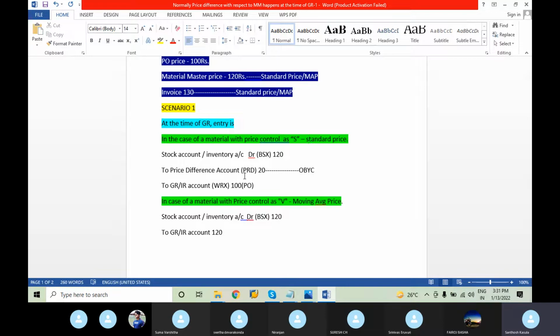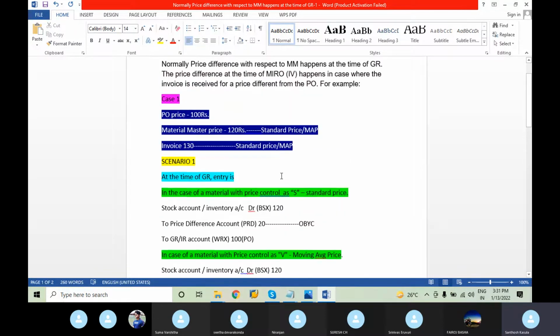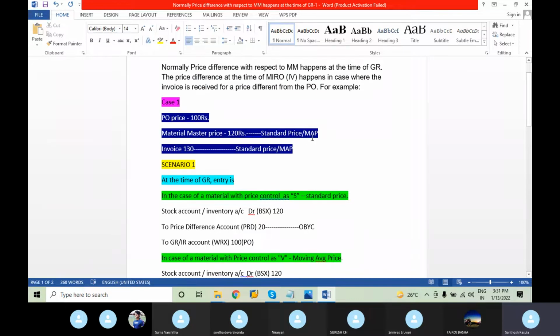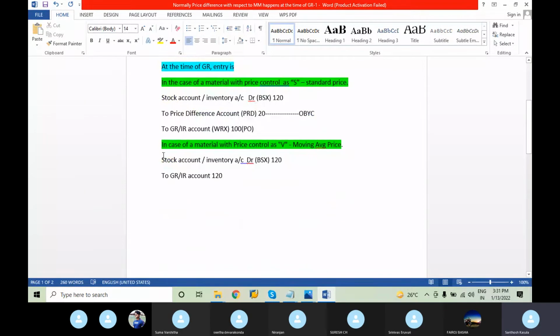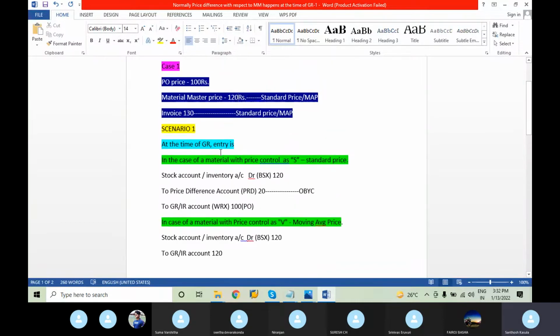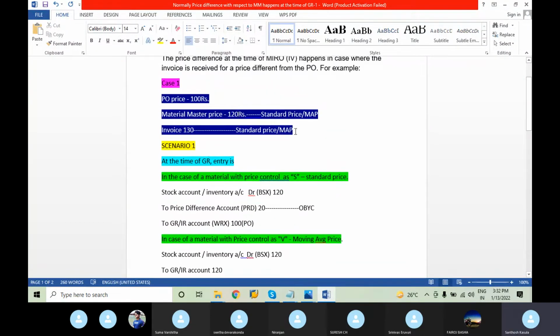But while coming to the moving average price, we will not consider the PO. We'll consider only the material master price, which is a fixed one. So in the moving average price, we have decided it is 120 in the material master record. Here you can see the stock account is 120 and the GRIR account is also 120. So there is no price difference at the time of GR entry, the goods receipt entry. The price is fixed, whatever we have fixed in the material master record.